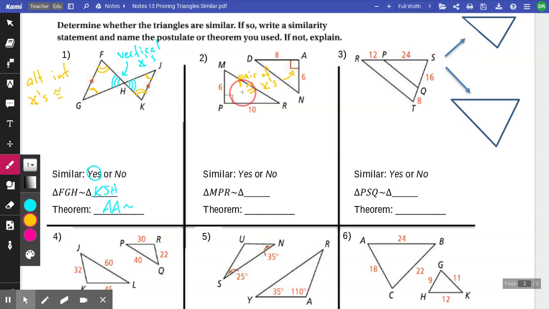Here and here. So we have that pair of congruent angles here. And the question is, do we have side angle side? It depends. We have to check these other sides. So first thing to check is, are the sides that we're talking about creating that 90-degree angle? Do they meet up at the 90 degrees?